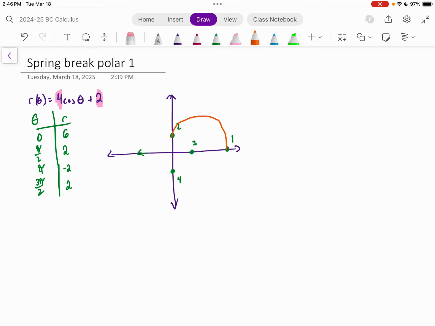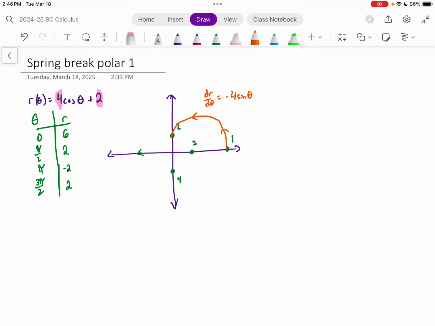Because remember, if you think about what dr d theta is in this here, right? dr d theta, the derivative, how fast r is changing as theta changes, well, that's just negative 4 sine theta, right? Which is negative here and getting more so, right? It's negative and getting more so in this quadrant, right? And it's still negative in the next little bit.